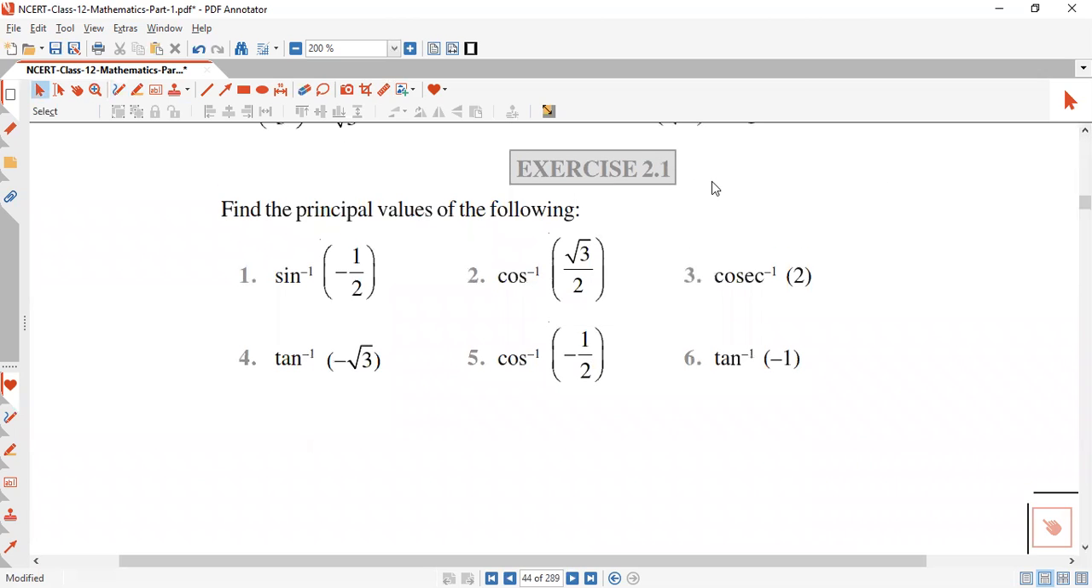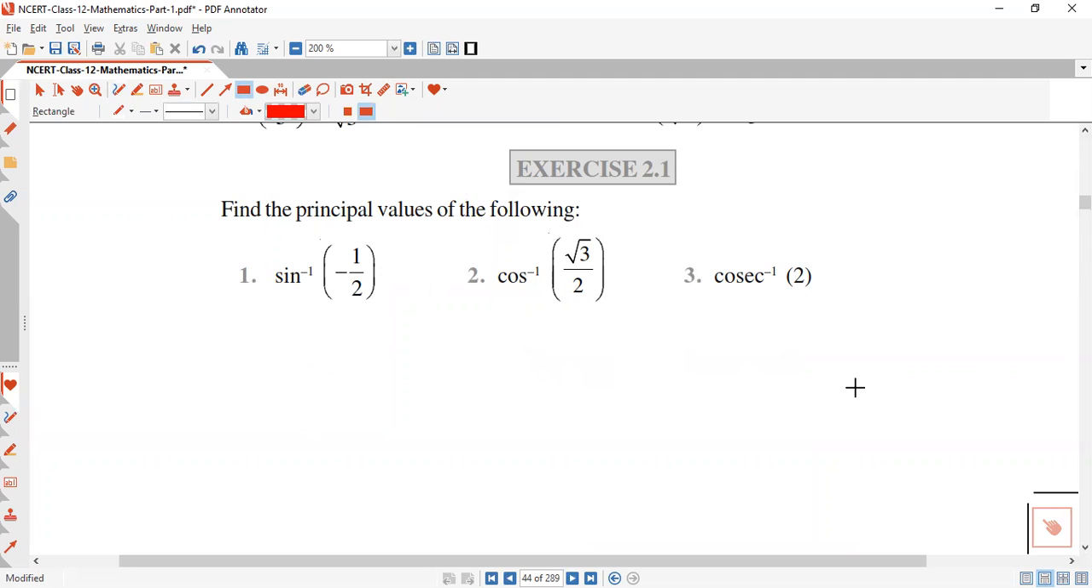Exercise 2.1 says, find the principal values of the following. I have to find out the principal values of the following, means sine inverse minus half. This inverse function is given to you.